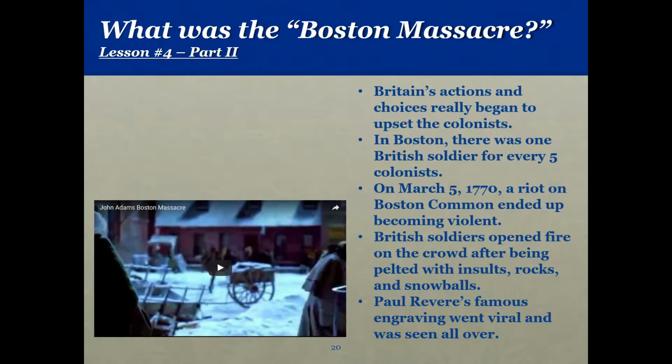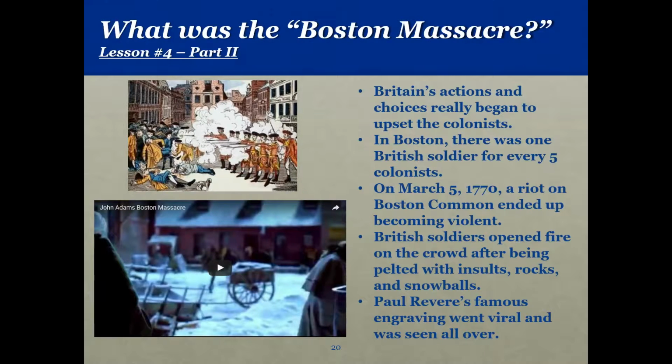And of course, Paul Revere, who was at the Boston Massacre, made a famous engraving that went viral and was seen all over the colonies. And so even though only 5 colonists were killed, if you saw this engraving, you would think that it was a lot more intense than that. And here is that engraving.